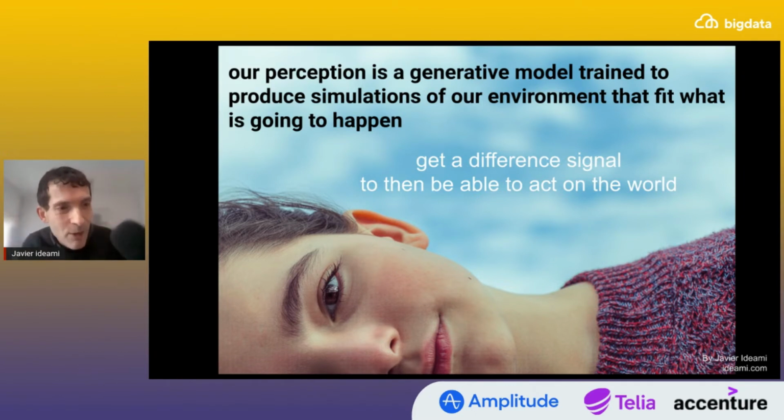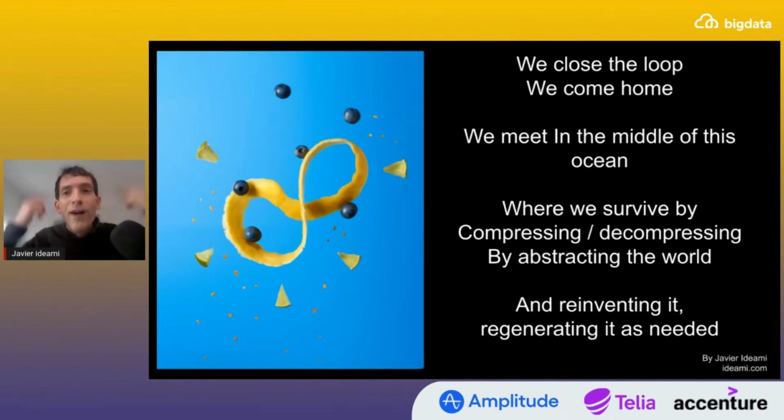But as human beings, you and me, our perception is a generative model trained to produce simulations of our environment that fit with what's going to happen. So basically, all the time in life, we have this simulation, this generative capability in the brain that is trying to simulate what's going to happen. And then we observe what happens, and the difference between both things gives us a difference signal, an error signal, a loss that allows us to act on the world. And now, for the first time, thanks to the generative AI revolution, we are sort of closing the loop of all these capabilities. We are coming home.